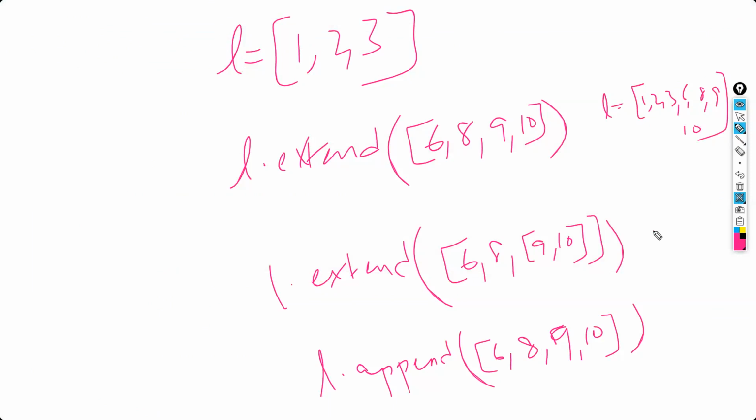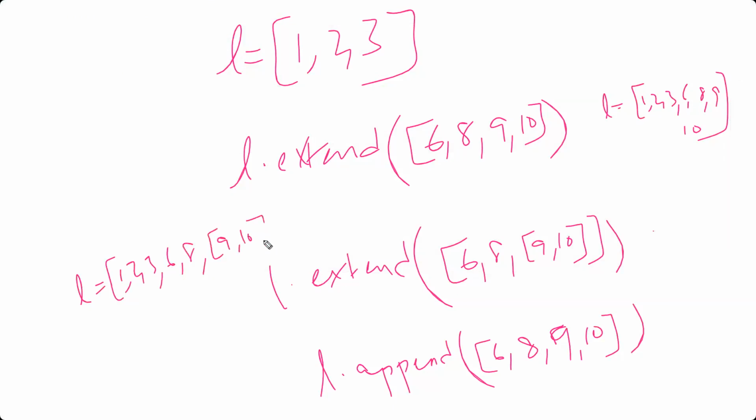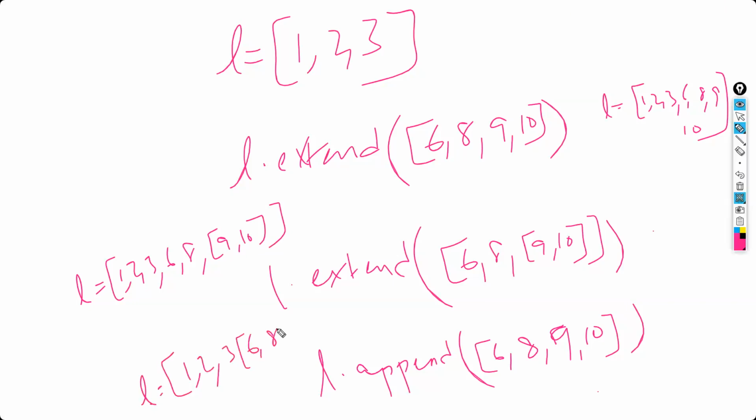In the second case, what is the output? 1, 2, 3, 6, 8, list of 9, 10. In the third one, what is the output of L? 1, 2, 3, list of 6, 8, 9, 10.